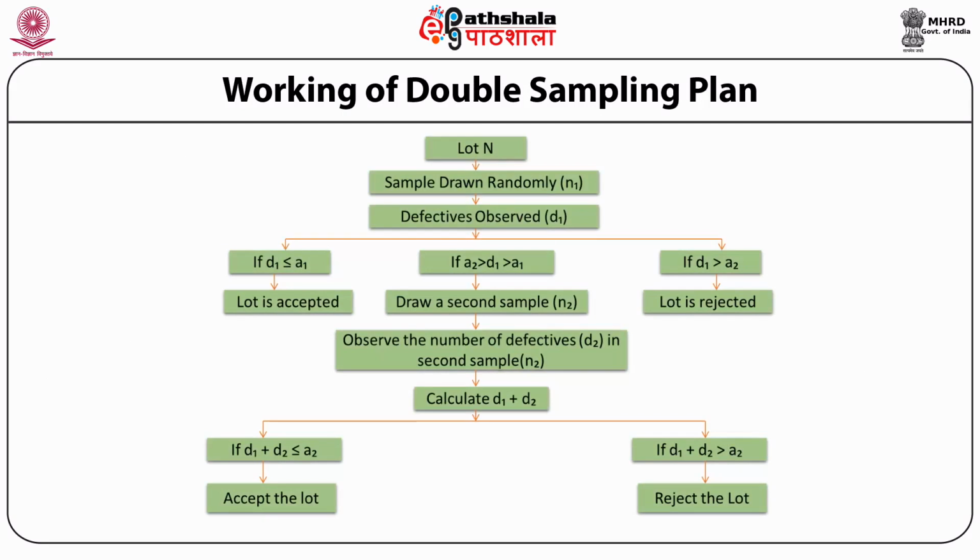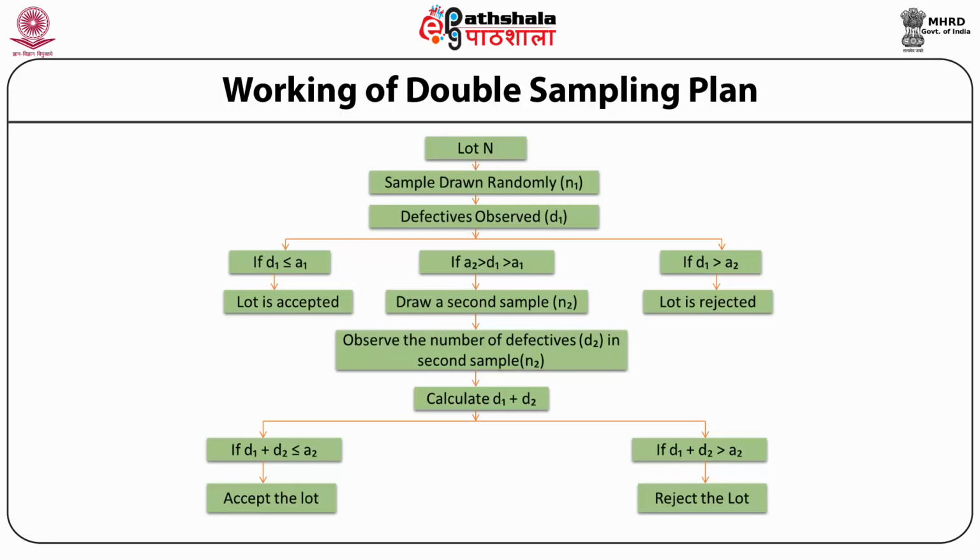Working of double sampling plan. A sample is drawn randomly, N1, and the defectives observed. If D1 is smaller than or equal to A1, the lot is accepted. If A2 is greater than D1, which is greater than A1, draw a second sample N2, observe the number of defectives in the second sample, and calculate D1 plus D2.